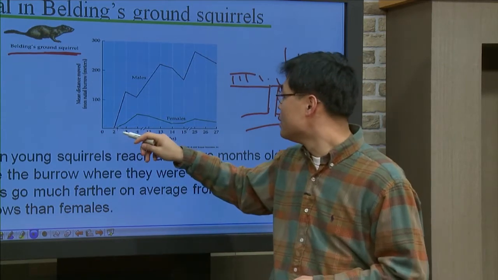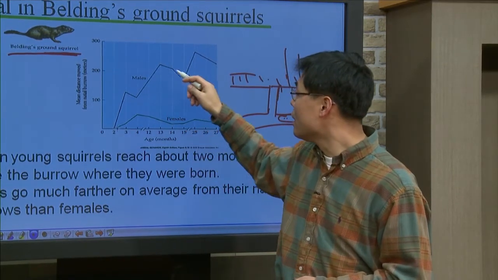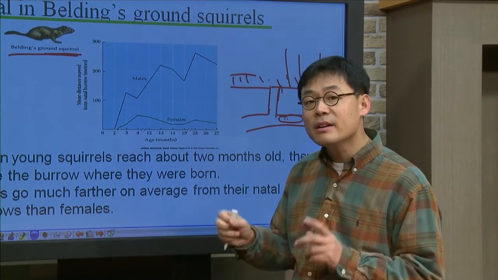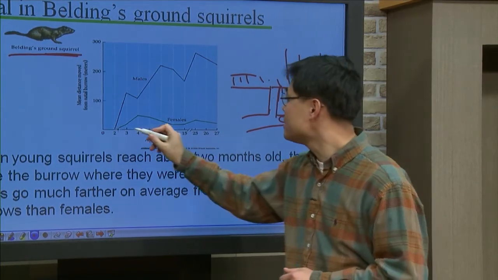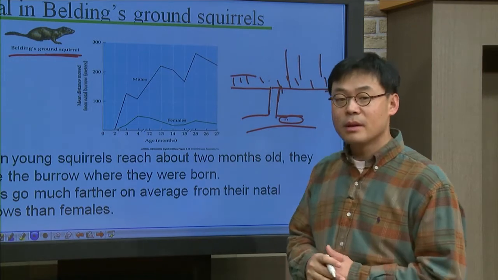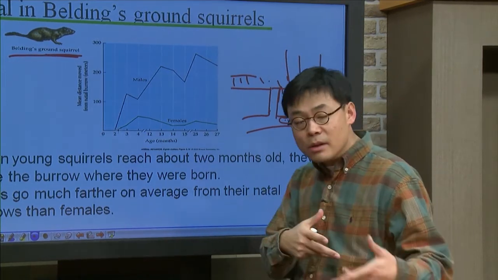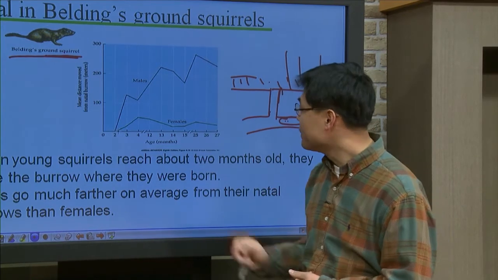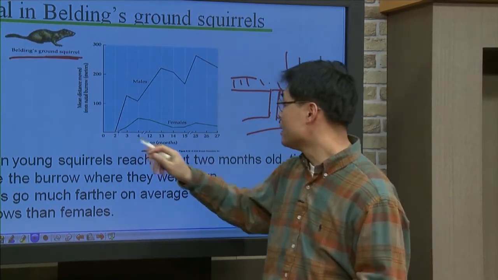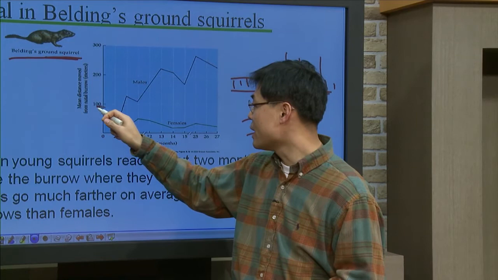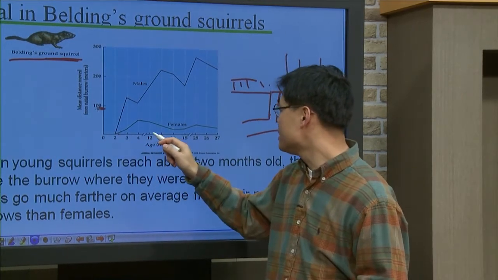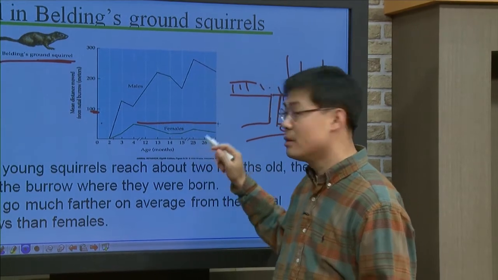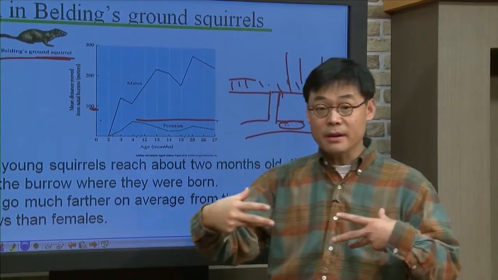This is the distance that the male sons move away from their natal colonies, and that's this green line. That's the distance that the female offspring move away from their burrows. If you look at the females, this is the 100 meters. Okay, so it's usually less than 50 meters.